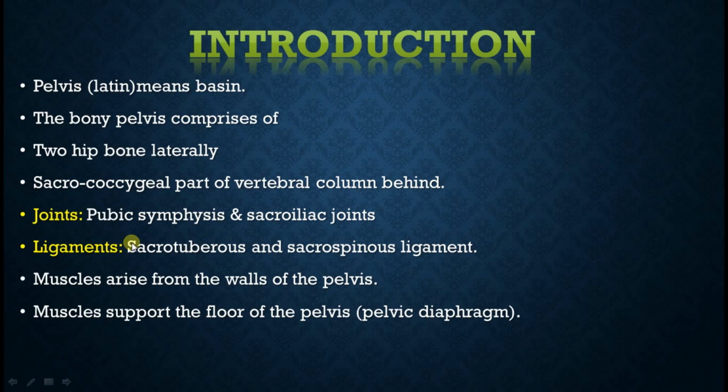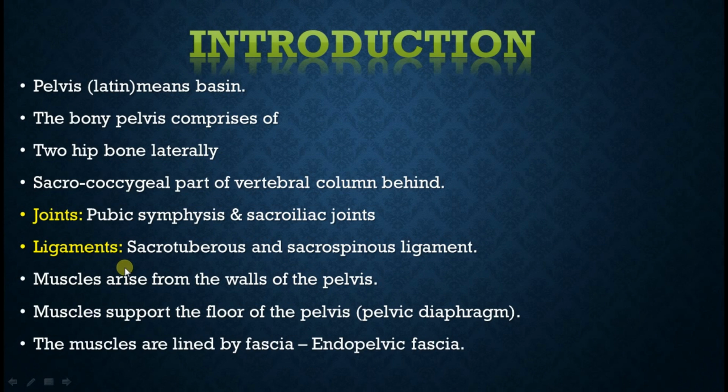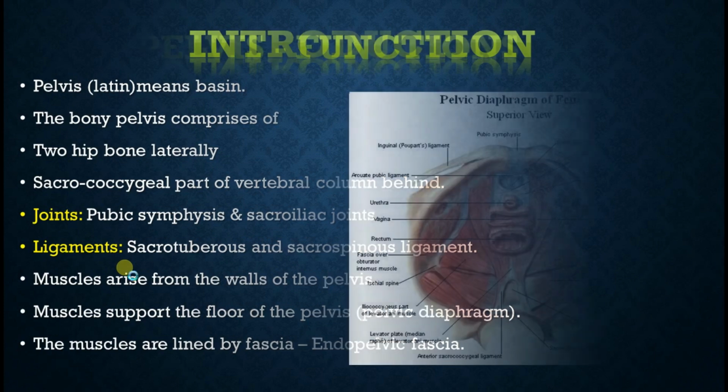The fascia not only lines the muscles forming the wall of the pelvis, it also reflects onto the viscera in the pelvic cavity. So the bony pelvis is formed by the hip bone, sacrum and coccyx. Then you have the two joints and two ligaments, the sacrotuberous ligament and the sacrospinous ligament. The walls, apart from the bones, are also formed by the muscles and the fascia covering these muscles.